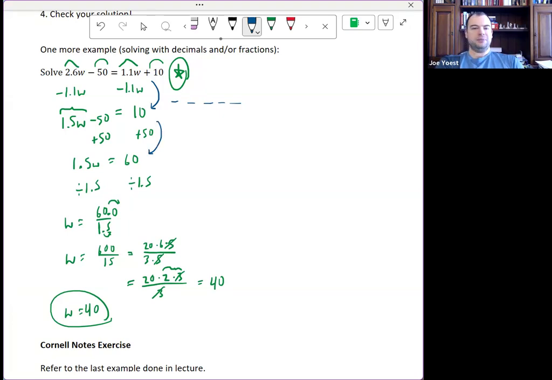From here to here, I did a step. Write out words here, as one phrase or maybe a sentence, something like that. What did I do here? Right? I isolated the variable term.